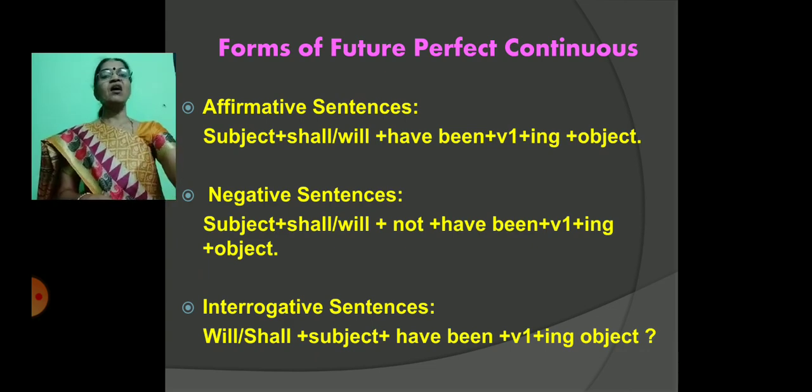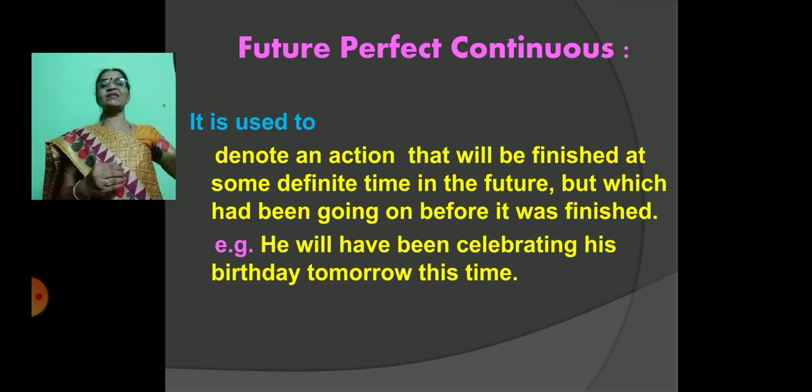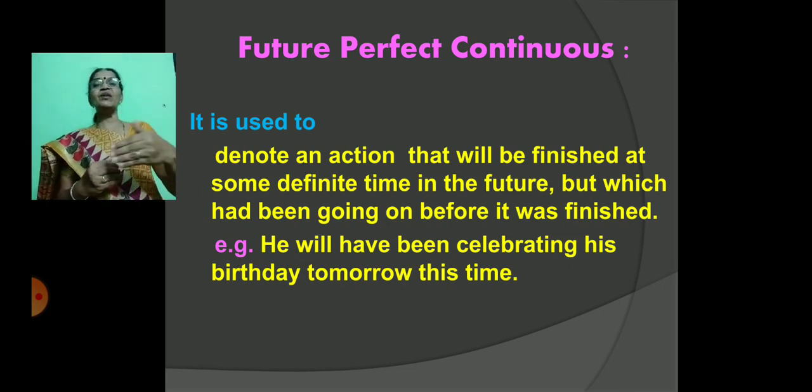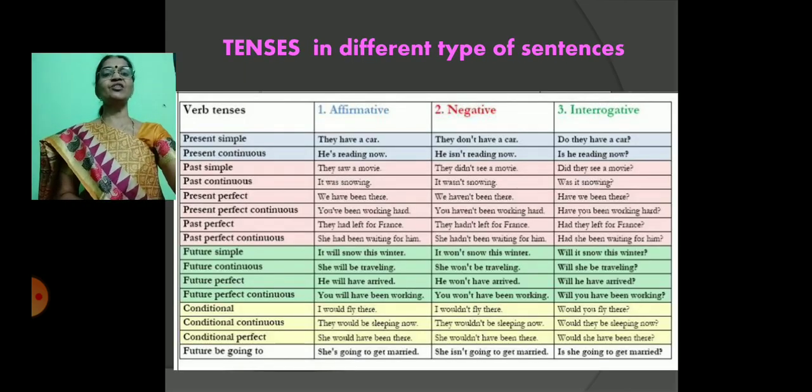So let us see how it is used. It is used to denote an action that will be finished at some definite time in the future, but which had been going on before it was finished. So you will say, for example, he will have been celebrating his birthday tomorrow this time. So that's how future perfect continuous is used.